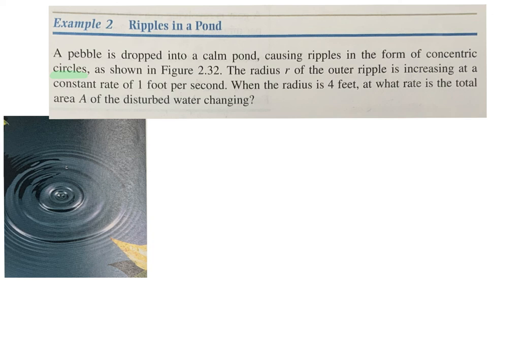The radius is increasing at a constant rate of 1 foot per second. So they've told me something about the radius. The radius is changing. Specifically, it is getting bigger. When the radius is 4 feet, so they've told me what the radius is, at what point they want me to look at this. At what rate is the area changing? All right. So not only have they told me circle, they've told me what about the circle I'm looking for, area. All right. So I know area of a circle, and I'm going to start there.